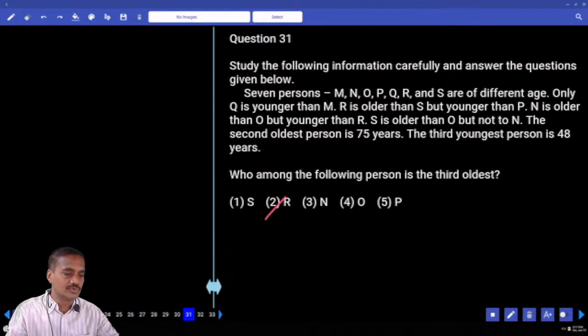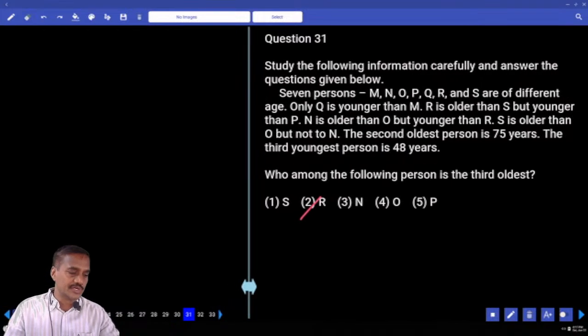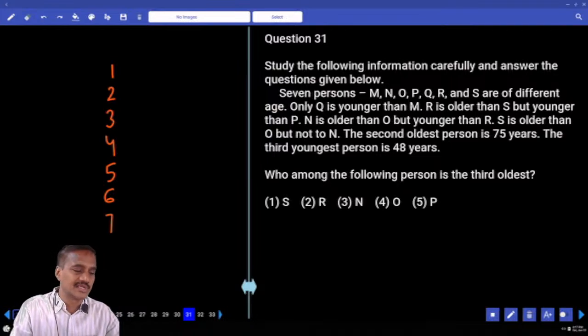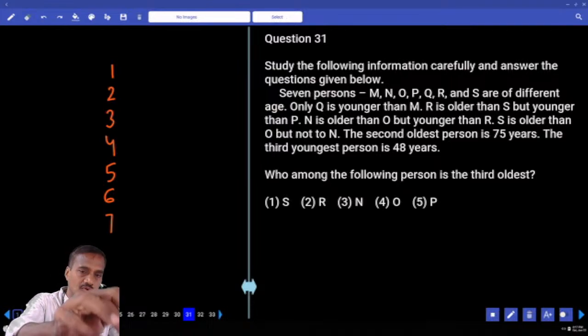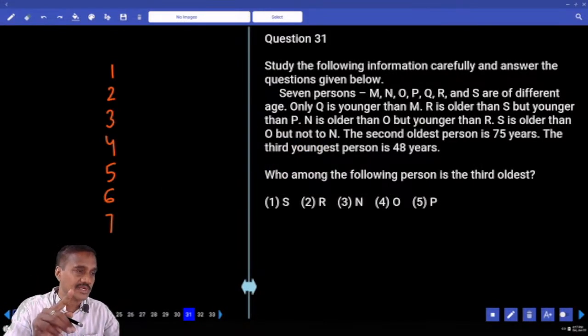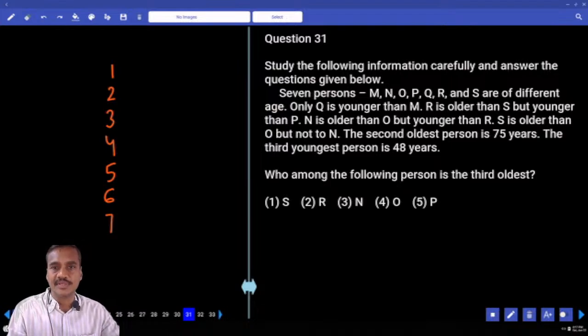The next one, 31 to 35. 31 to 34 are based on age comparison. Now 7 persons, different ages were given. 1, 2, 3, 4, 5, 6, 7. Now 7 persons and only Q is younger than M. What does that mean? Only Q is younger than M. Only Q is younger than M, and all the remaining are older. What does that mean? And only Q is younger than M. Who should be where?